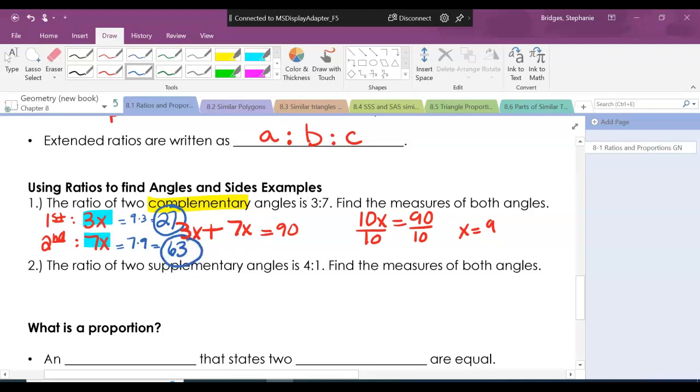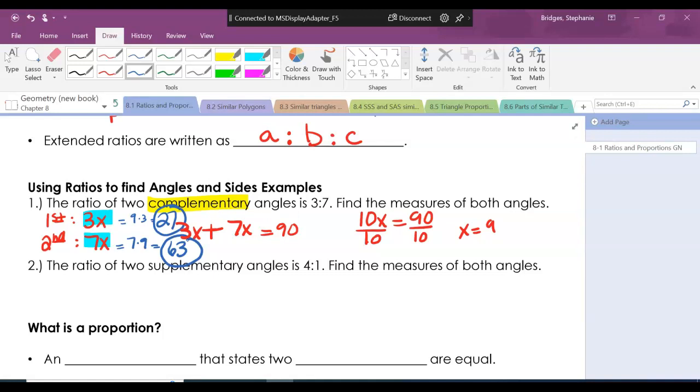Do 27 and 63 add to give me 90? Yeah. So my original angles before I wrote my ratio are going to be 27 to 63. If you think about this, writing a ratio 27 to 63, when you put that in your calculator, you're going to end up with 3 over 7. Does that make a little bit of sense?